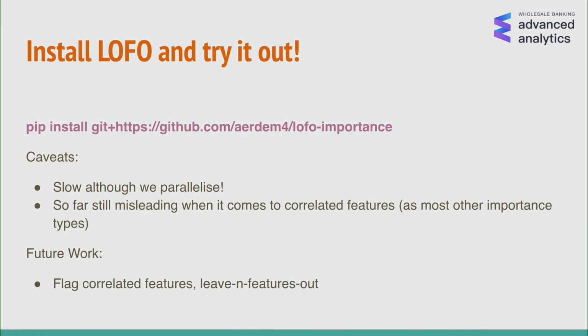Install it, try it out. It's on GitHub. Just some caveats. It is slow, although we parallelize, because you iterate over all the features and it's bound to happen. It's so far still misleading, like the permutation importance, when it comes to correlated features, but we're working on that and we're going to implement a leave n features out component, which would then flag all the correlated features and give them the same importance if, let's say, they're very, very highly correlated.